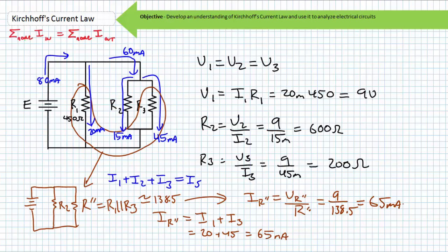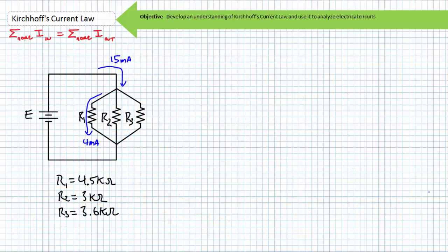Allow me to demonstrate. Here's another parallel combination of 3 resistors. Incoming current is known to be 15 milliamperes. Current through one of the resistors, R1, is known to be 4 milliamperes. Given R1 equals 4.5 kiloohms, R2 equals 3 kiloohms, and R3 equals 3.6 kiloohms, solve for the current through the remaining resistors, I2 and I3.